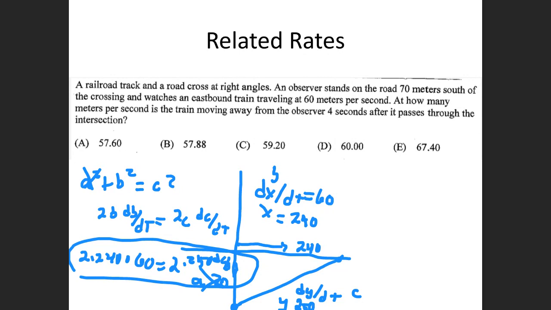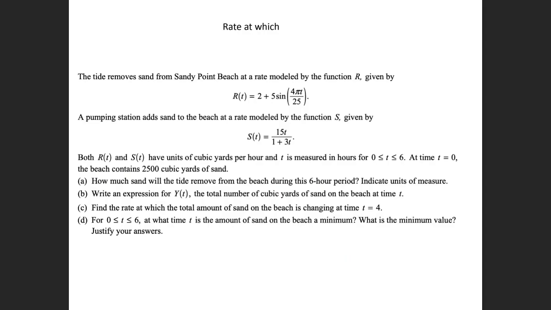Oh, awesome. And then we also have rate at which questions. Every single year, there is a rate at which question on the AP test. And they're so obvious. Every year you'll see one. This one says the tide moves sand from Sandy Point Beach at a rate of, and then they give you a rate, and a pumping station adds sand back to the beach. One year it was snow was falling at a rate of, and Sue was shoveling the snow off of the sidewalk at a rate of.